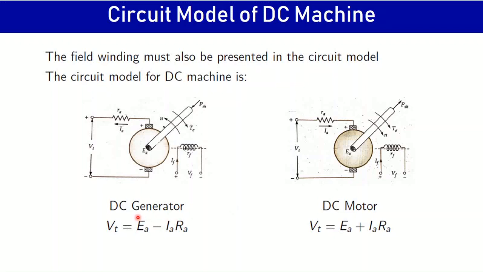So in case of a DC generator, if we apply KVL taking this armature as a loop, we obtain Vt as the armature EMF minus this voltage drop IaRa. While in the case of a motor, the applied voltage Vt will be equal to the back EMF plus this voltage drop IaRa.